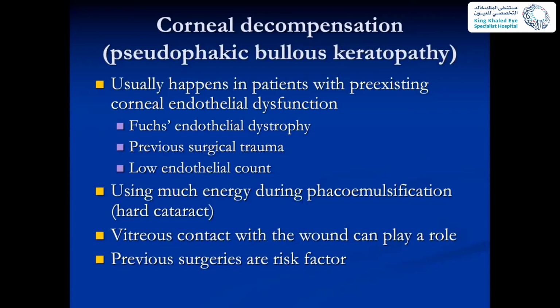Using too much energy during phacoemulsification induces heat and kills more endothelial cells, and the remaining cells will not be able to cope with dehydrating the cornea, ending up with corneal decompensation. Vitreous contact with the wound can play an irritating role to the corneal endothelium, decreasing its density over time, leading finally to corneal decompensation.